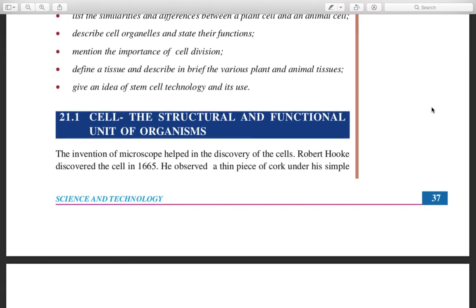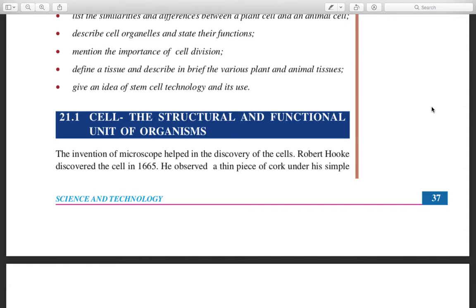Then we will be able to mention the importance of cell division. Cell division is a process in which new cells form. Original cells are there, they divide and form new cells. So we will be able to explain the importance of cell division, and then we'll be able to define what a tissue is and describe in brief the various plant and animal tissues. And finally, we'll be able to give an idea of stem cell technology and its use. That is the final thing.